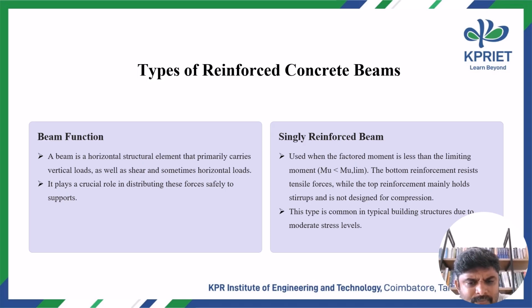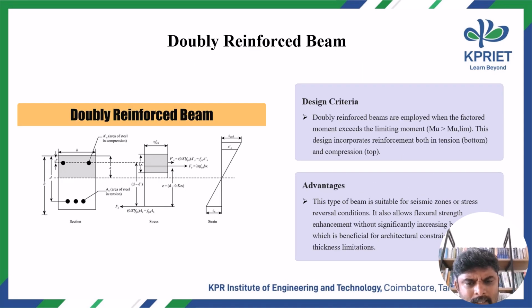There are two types. First one is singly reinforced beam. Singly reinforced beam means Mu less than Mu limit, where Mu is the ultimate moment. The factored moment is less than the limiting moment. The bottom reinforcement resists the tensile forces, and the top reinforcement holds the main reinforcement. This type of structure is known as a singly reinforced beam. And in a doubly reinforced beam, the factored moment exceeds the moment of resistance. That is, the factored moment exceeds the limiting moment, Mu greater than Mu limit. So these types of beams are doubly reinforced beams.